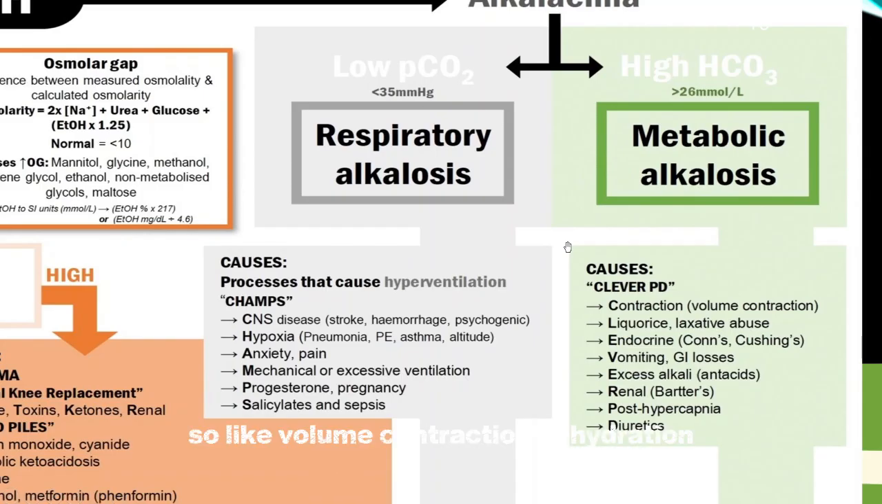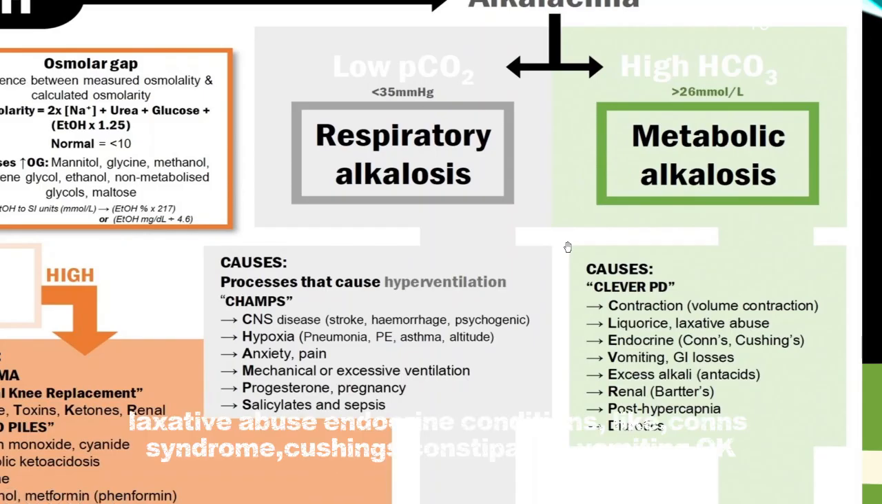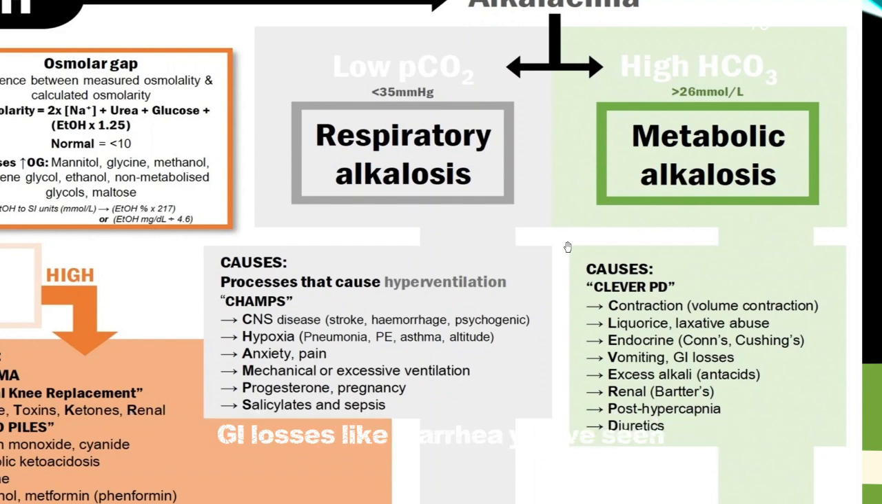Volume contraction, dehydration, laxative abuse, endocrine like Cushing's disease, vomiting, GI losses like diarrhea. You've seen diarrhea can cause both metabolic acidosis and metabolic alkalosis. Excess alkaline ingestion, renal problems like the patient that's got Bartter syndrome, diuretics, and many other things. That's very, very important to remember.